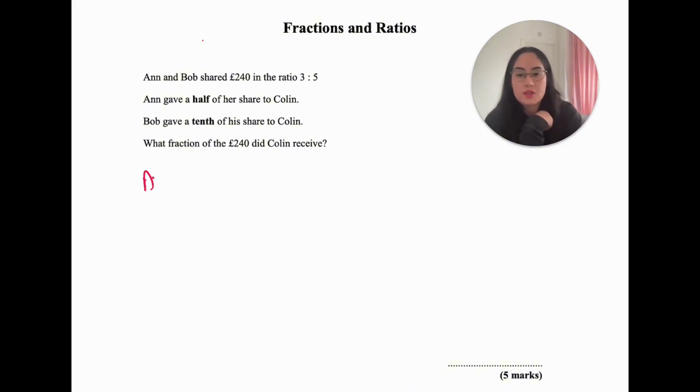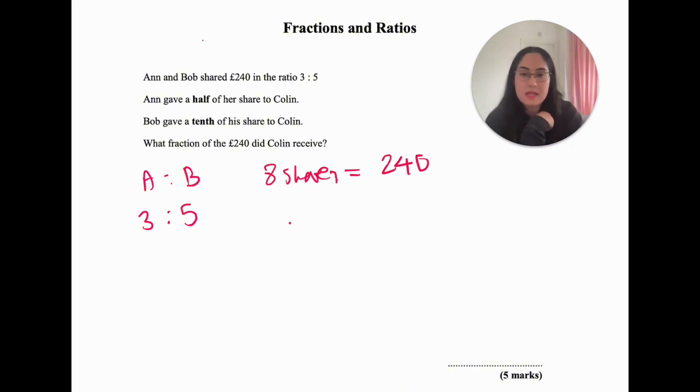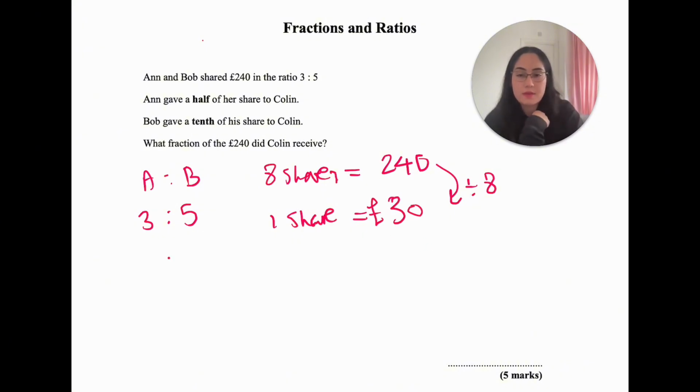So, the ratio of Anne to Bob is 3 to 5, and the total money is 240. If we add the shares together, we have 8 shares altogether, which represents 240, the total amount of money. From there, we find out what one share is equal to by dividing 240 by 8, which gives us £30. So every one share represents £30. In that case, if we multiply 30 by 3, we get 90, that's Anne's share. Multiply 30 by 5 and we get 150, which is Bob's share.